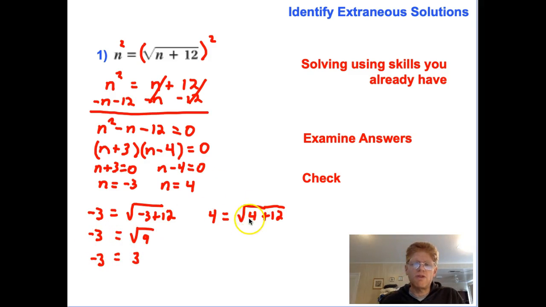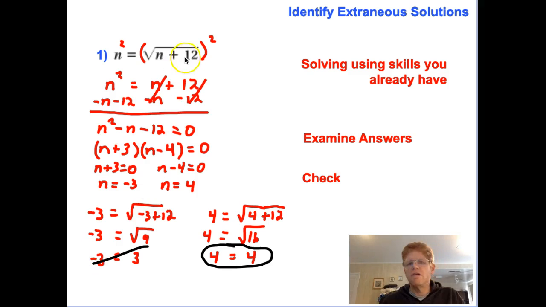It won't work. So let's try this one. 4 plus 12 is 16. So we have the square root of 16 equal to 4. Is that true? Well, the square root of 16 is 4. And this is equal to 4. So yes, in fact, this one does work. The negative 3 is an extraneous solution.